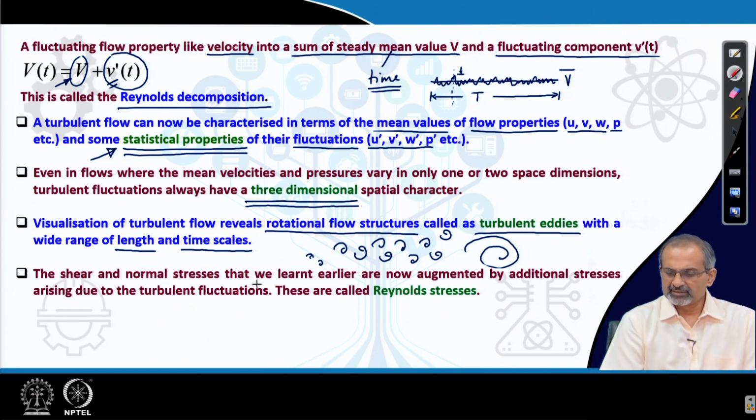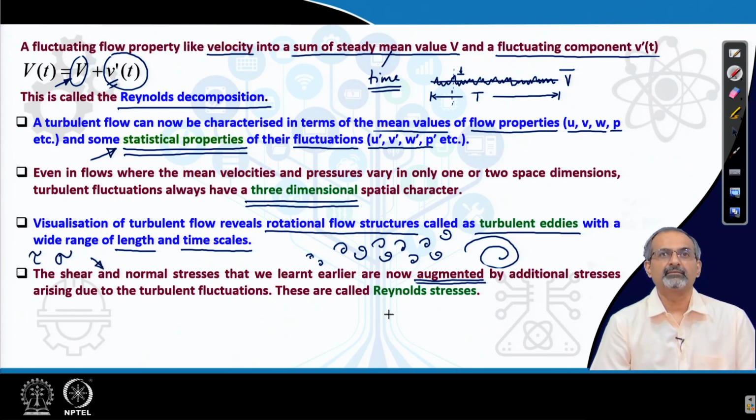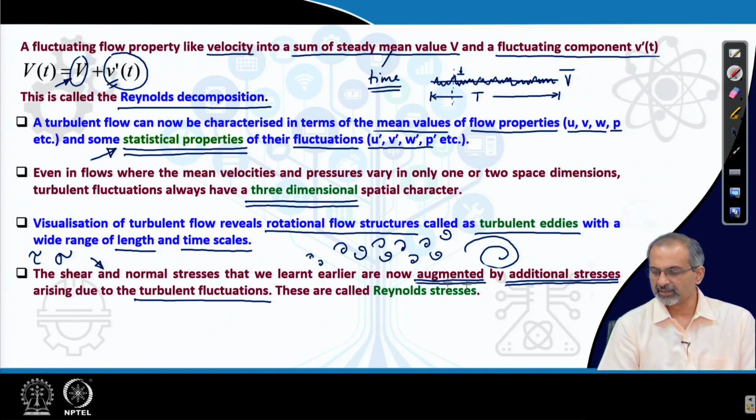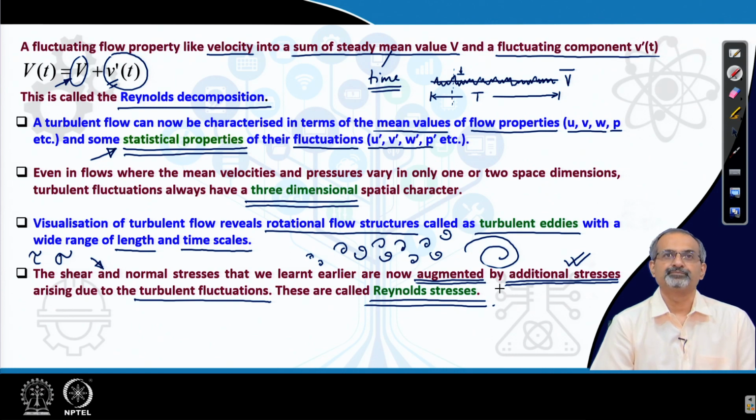The shear and normal stresses that we learnt earlier are now augmented. The shear and normal stresses that we defined earlier in the form of taus and sigmas were by assuming that the flow has a laminar behavior. But when we account for turbulence, some additional stresses come into consideration, which are purely by virtue of these fluctuating components. So, turbulent fluctuations are the root cause behind some additional stresses which are felt in the field. These stresses are called the Reynolds stresses.